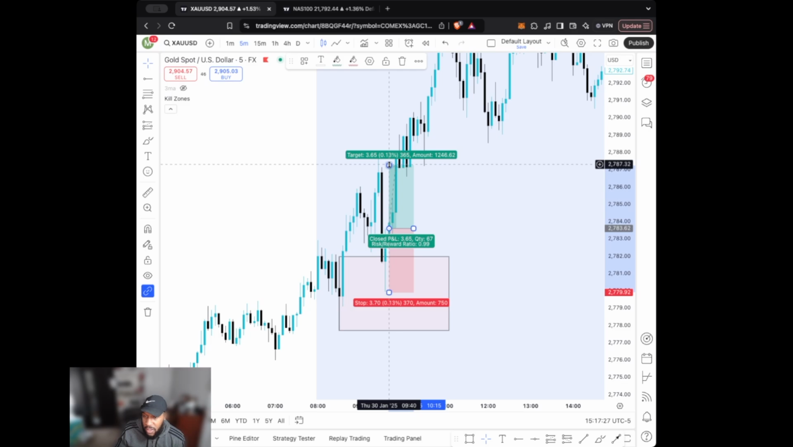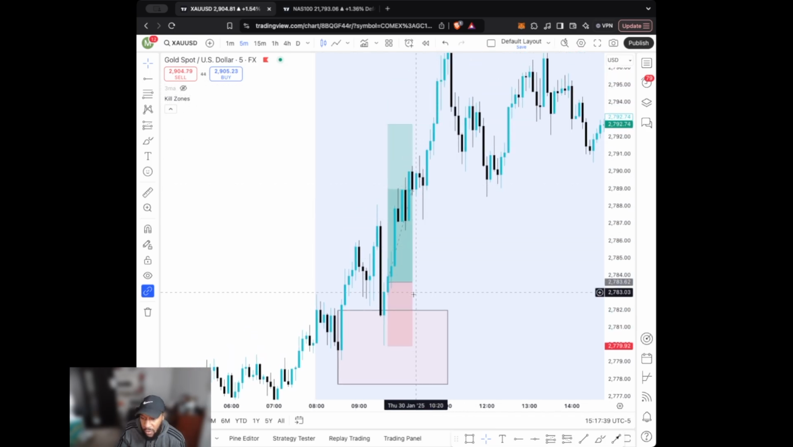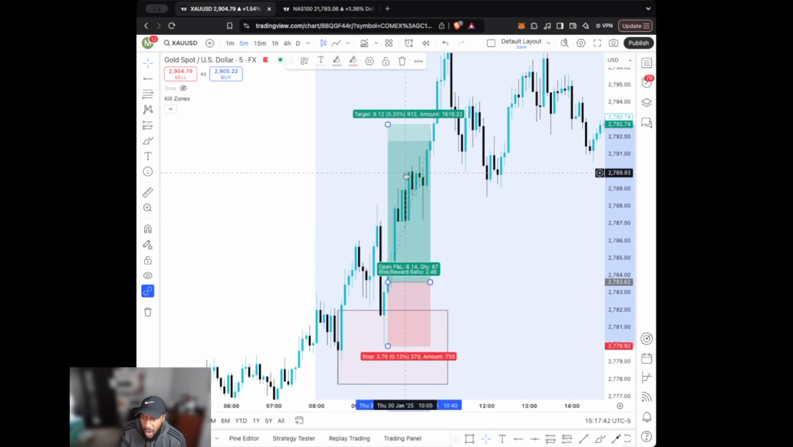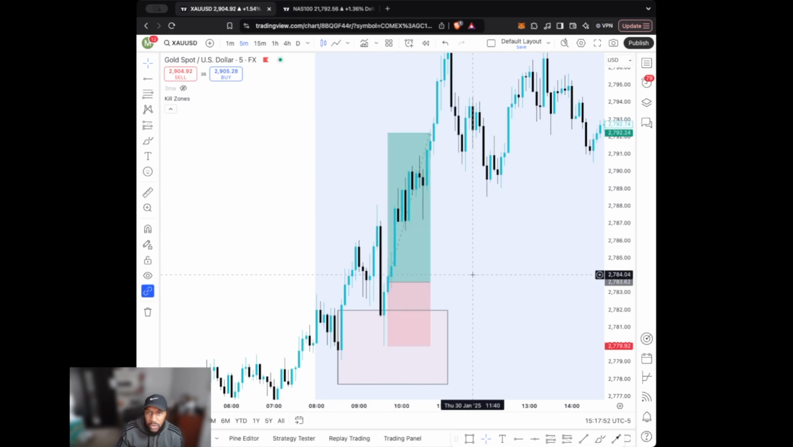So if you wanted to leave a runner, you could close some contracts out here at the 1-to-1 point, and then you could even leave some more. And if you want to target a 1-to-2 or 1.5 or a 3, however long you want to leave it running for, that's up to you. But that's essentially how I would take my trades. And if I left the runner, let it run. So this trade here, we see that price actually pushes up quite nicely. But let's jump into another one.